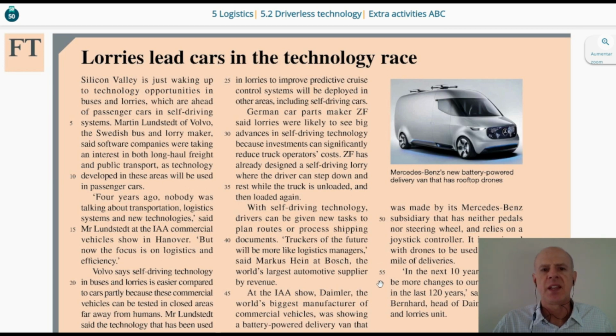At the IAA show, Daimler, the world's biggest manufacturer of commercial vehicles, was showing a battery-powered delivery van that was made by its Mercedes-Benz subsidiary, that has neither pedals nor steering wheel and relies on a joystick controller. It's equipped with drones to be used for the last mile of deliveries. "In the next 10 years, there will be more changes to our trucks than in the last 120 years," said Wolfgang Bernhardt, head of Daimler's buses and lorries unit.